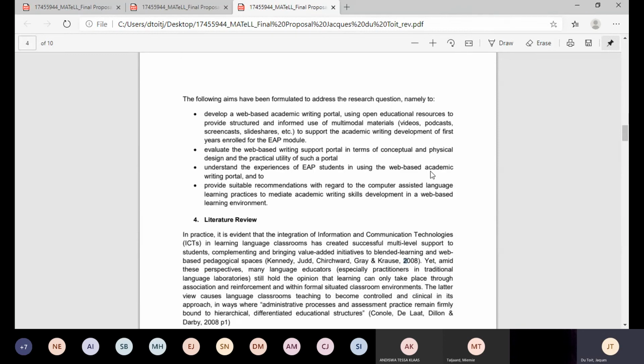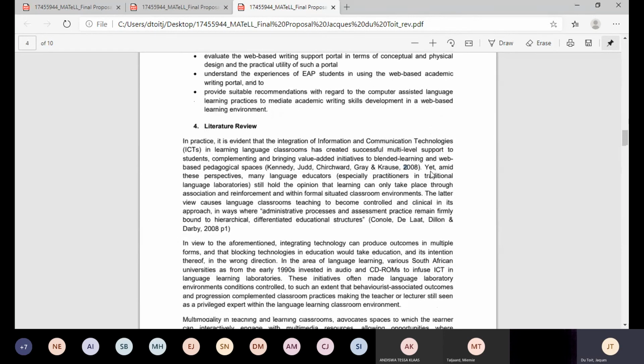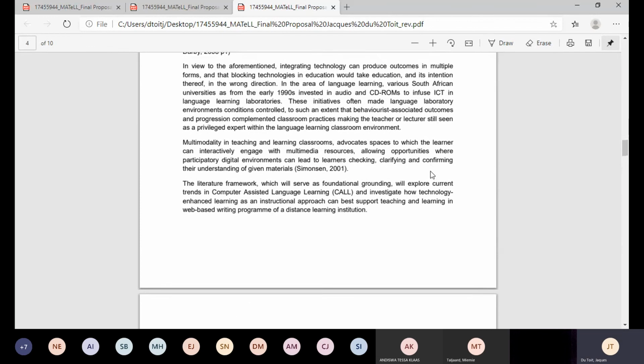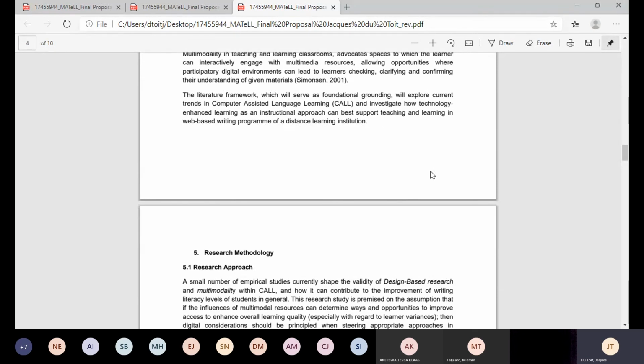And so the literature review, I focused on what is happening in practice and what is current, and what is not so current. And then I moved over onto the research methodology.